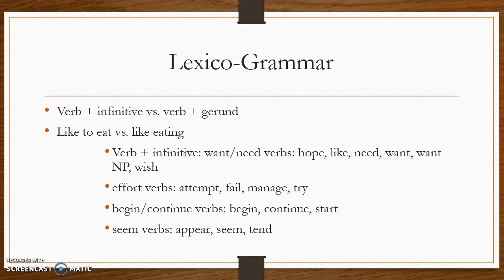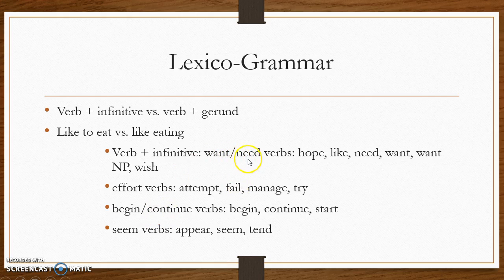Okay, lexicogrammar. So, one investigation that's been done into lexicogrammar is verbs that occur with an infinitive, such as like to eat, versus verbs that occur with a gerund, such as like eating. From a corpus analysis, we have determined that verbs that occur with the infinitive are categorized roughly into 4 categories.